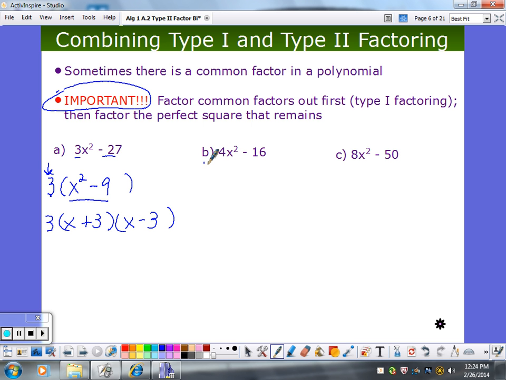Now this one, let's say you didn't notice there's a common factor here, and there is, but let's say you didn't notice. Isn't this a bell ringer by itself? Is this a perfect square minus a perfect square? So what do I get?